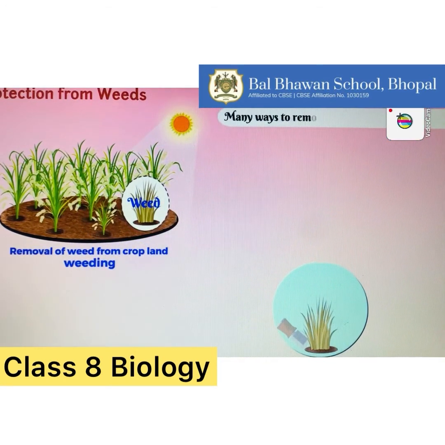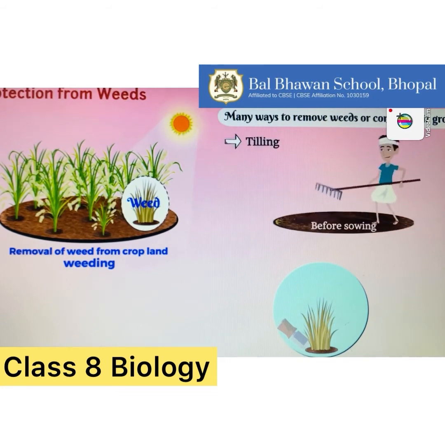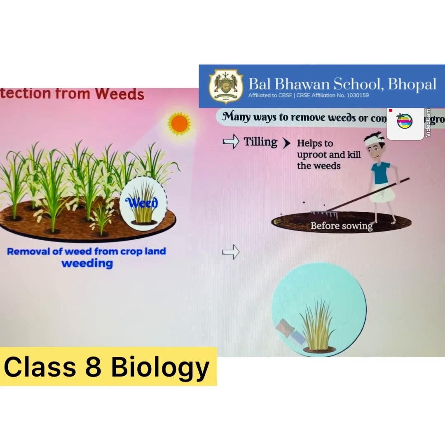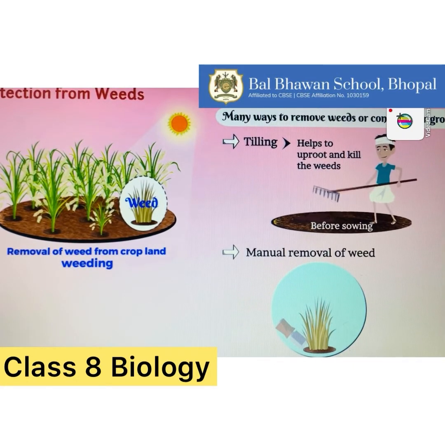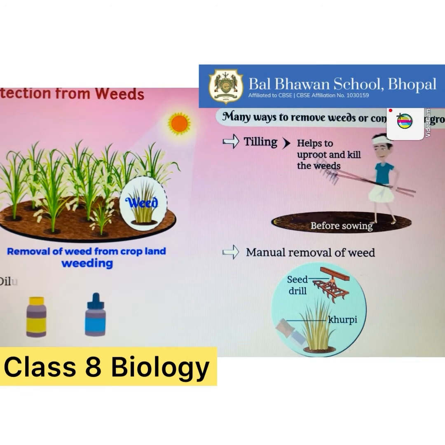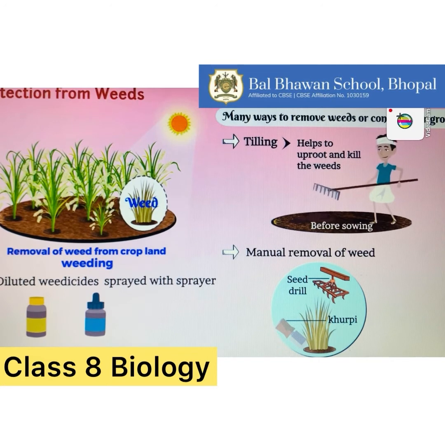There are many ways to remove the weeds or control their growth. Tilling before sowing helps to uproot and kill the weeds. Manual removal of weeds is done by trowel. In Hindi, it is called khurpi, or even a seed drill can be used. Some chemicals called weedicides are diluted to the required extent and sprayed with the help of a sprayer to control the weeds.